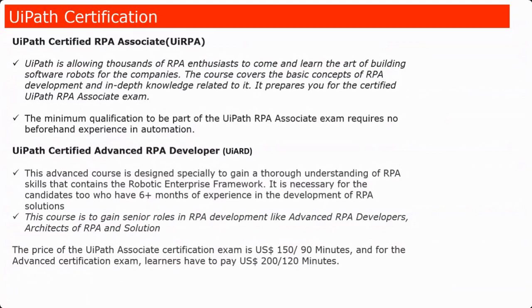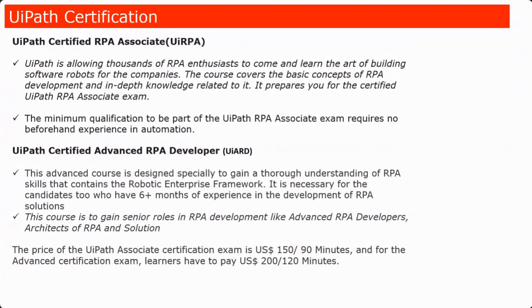Similarly, you have the UiPath Certified Advanced RPA Developer program, where you are required to have the UiPath Certified RPA Associate. That means you are already certified as an RPA Associate and you have 6 months of experience after getting the certification. Then only you should be able to attempt the UiPath Certified Advanced RPA Developer certificate, right? So one is the associate certification, another one is the advanced RPA developer. For advanced RPA developer, you need to have 6 months of experience in development of RPA, along with having previously been certified with UiPath as an associate.